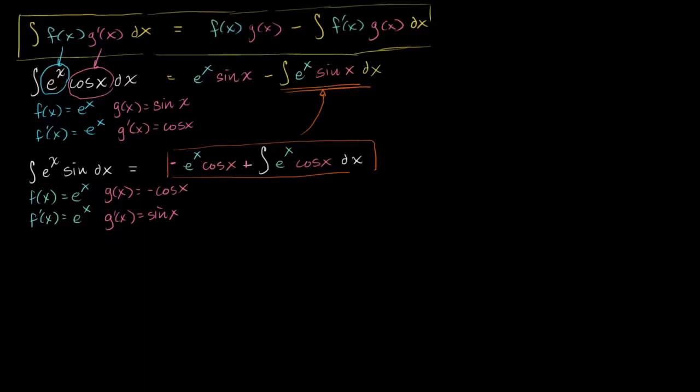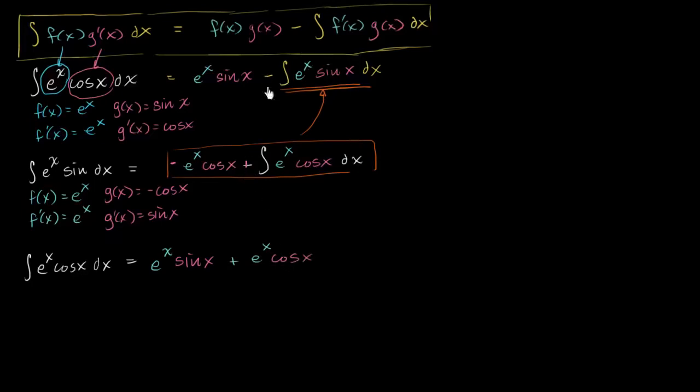So what we'll get is our original integral on the left-hand side here, the indefinite integral, or the antiderivative of e to the x cosine of x dx, is equal to e to the x sine of x, minus all of this business. So let's just subtract all of this business. We're subtracting all of this. So if you subtract negative e to the x cosine of x, it's going to be positive e to the x cosine of x.